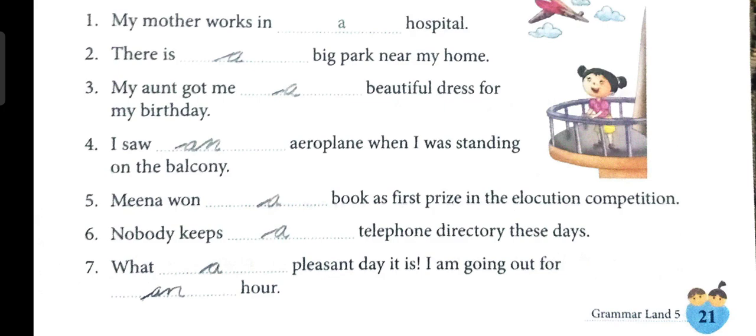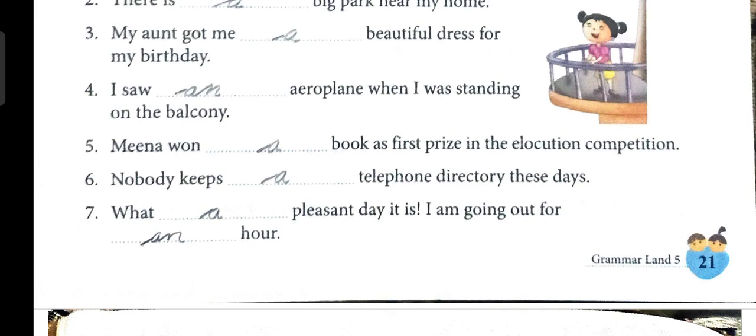If I talk about the question number 4, we will add: I saw an aeroplane when I was standing on the balcony. Okay, we are going for the question number 5. Meenu won a book as first prize in the competition. So with the book we will use a. In the question number 6 we will use a with the telephone. Basically we will use an article for the noun. On the question number 7, we will use a for the pleasant day.